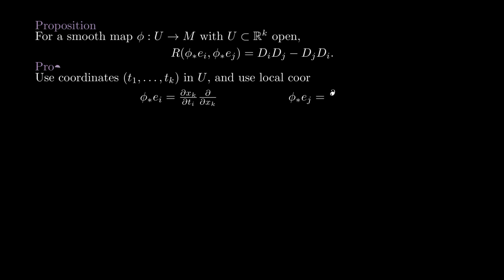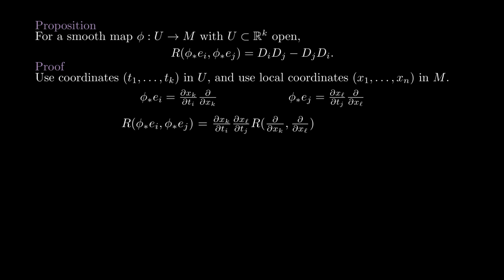Just like in the last lesson, we use the letters t_i for the variables in the domain of phi and the letters x_i for the variables in the local coordinates in M with respect to a chart. By the chain rule, we have these expressions for phi_* e_i and phi_* e_j, which we can plug in the left-hand side of the formula we want to show. By the properties of the curvature we already established, we get this expression, and then substitute the formula for R in local coordinates.